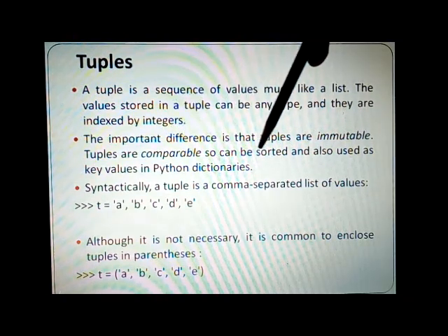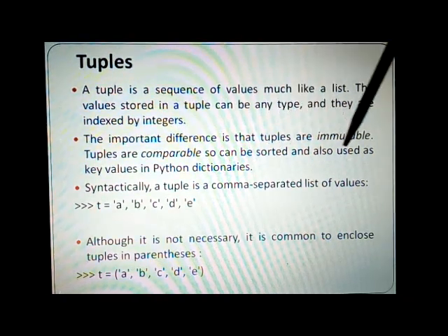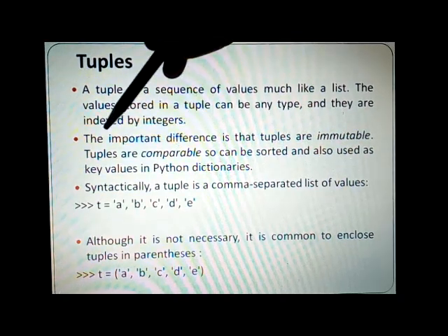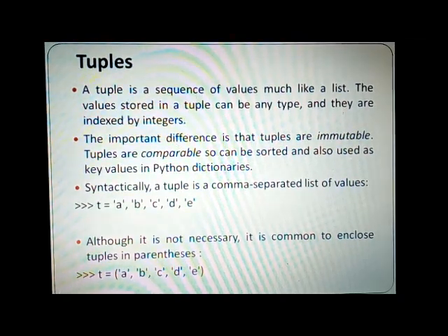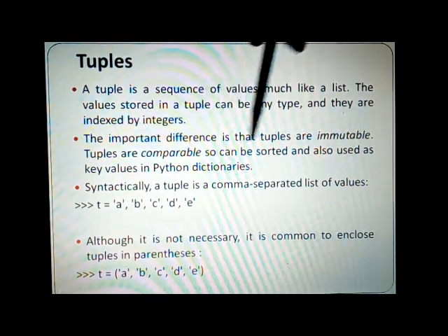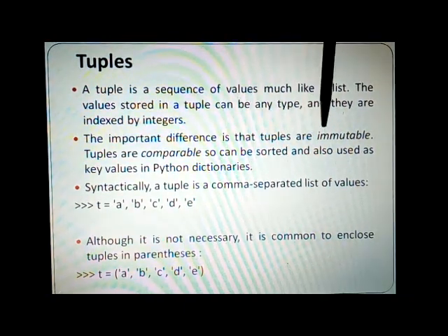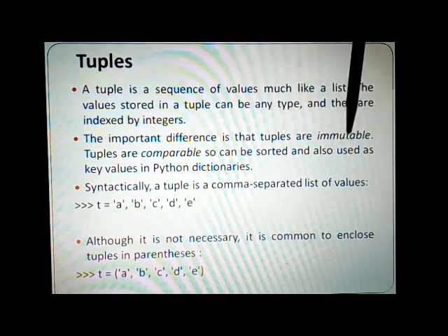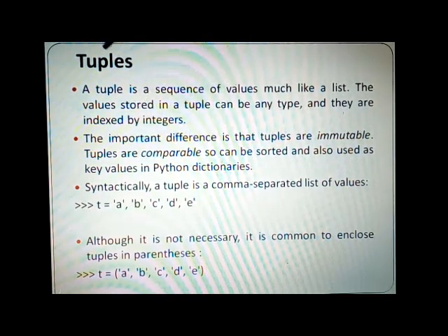So tuples are comparable, so that they can be sorted and also used as key values in Python dictionaries. Now this is another thing that we are going to learn later, wherein we are going to use these tuples as an application. So tuples are very viable in the case of dictionaries. They will be useful in dictionaries, where we can use them for sorting as well as for searching key values in a dictionary where the meanings of the words are fixed.